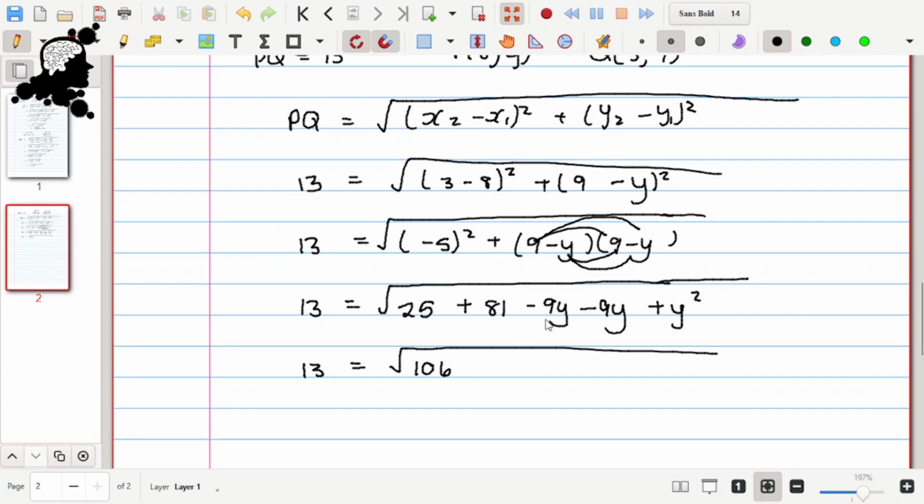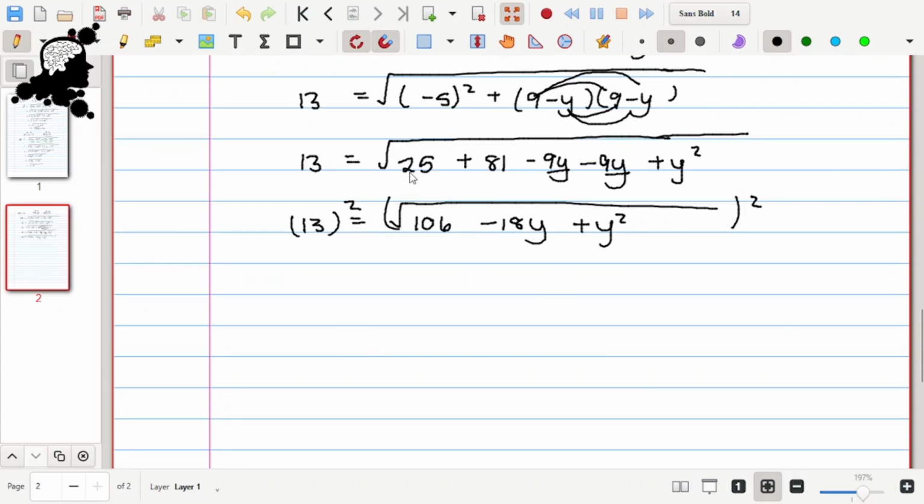Then we've got like terms. Minus 9y minus 9y, that's going to be minus 18y, plus y squared. Now, I have a little bit of a problem with this square root. So to get rid of the square root, I'm going to square both sides. Now, 13 squared, that's going to give us 169. This is equal to, square root disappears, 106 minus 18y plus y squared.